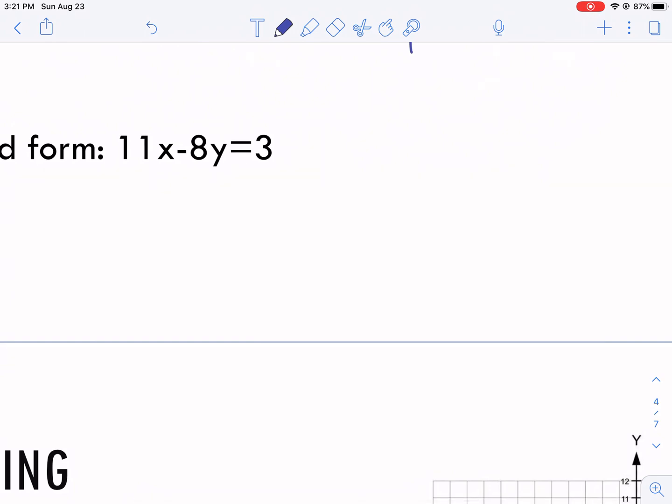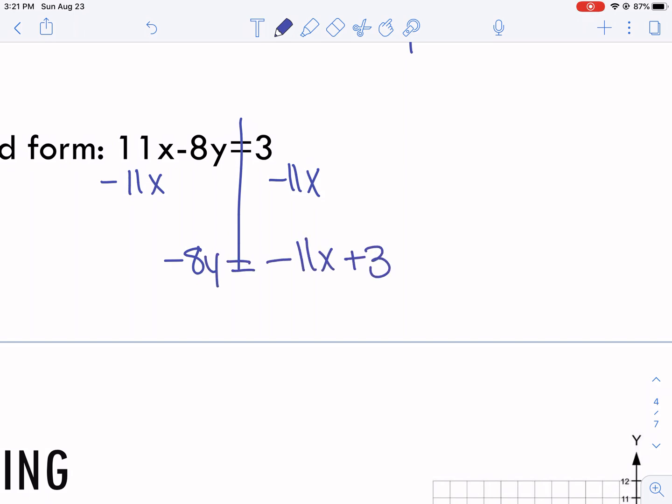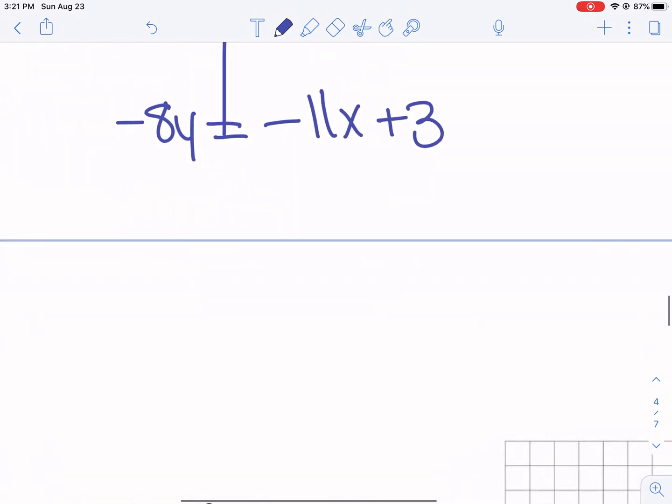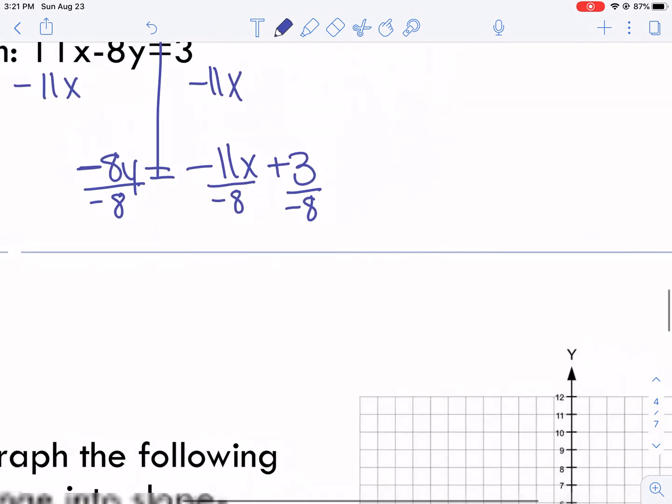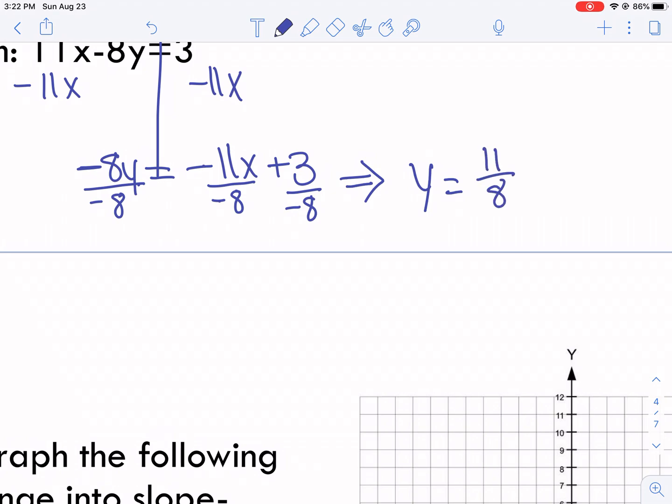So again, first thing we're going to do is try to get y on its own. So I need to subtract the 11x. So we have -8y equals -11x plus 3. Now this one has an extra step. The y isn't on its own yet. We've got to get rid of that -8, so I'm going to divide by -8. On this side, we have to remember to divide each term by -8. We can't do just one; we have to divide everything. So when we do this, we get y equals, well, negative divided by a negative is a positive. I'm going to leave it as a fraction.